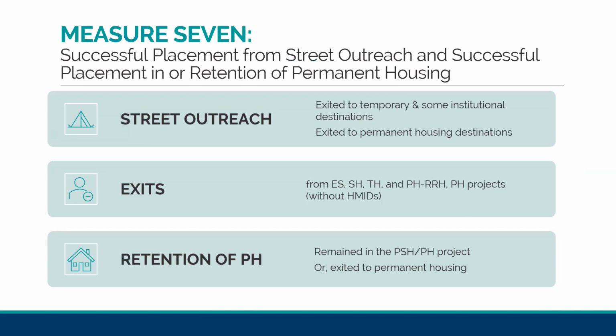Finally, Measure 7 is twofold: successful placement from street outreach and successful placement in or retention of permanent housing. Street outreach programs: are you currently exiting clients from your projects and entering accurate exit destinations when clients leave your programs, whether that destination is temporary or permanent? All other programs: are you only exiting clients to a permanent exit destination if they are actually moving to a permanent living situation? If exit destinations are not correct and a client ends up back in another project in CMIS, that would affect this measure.